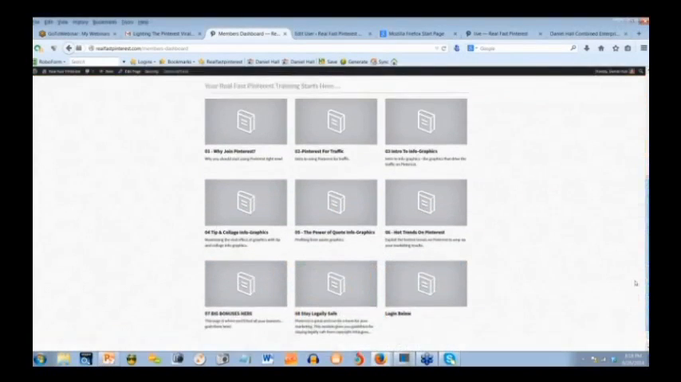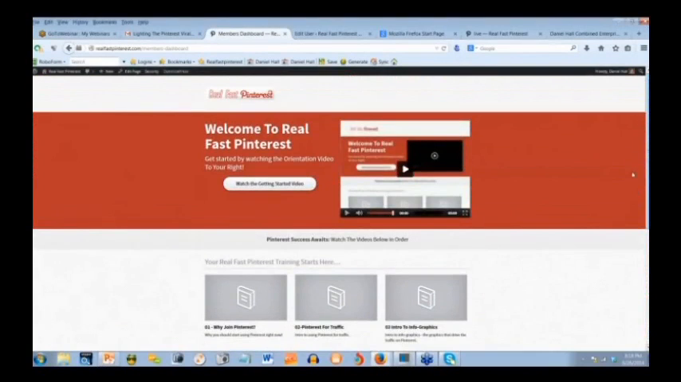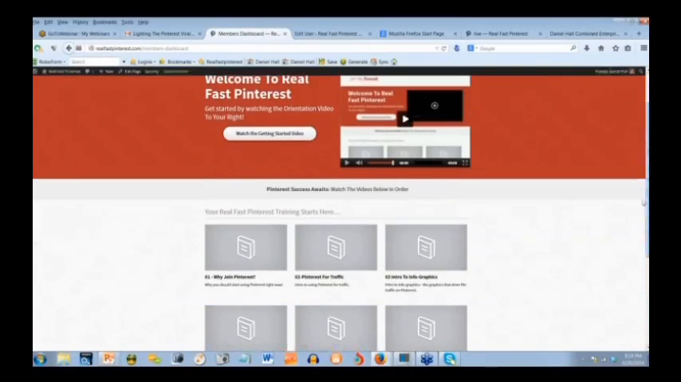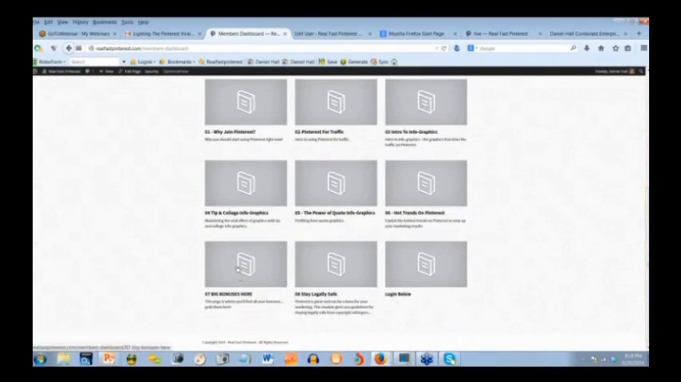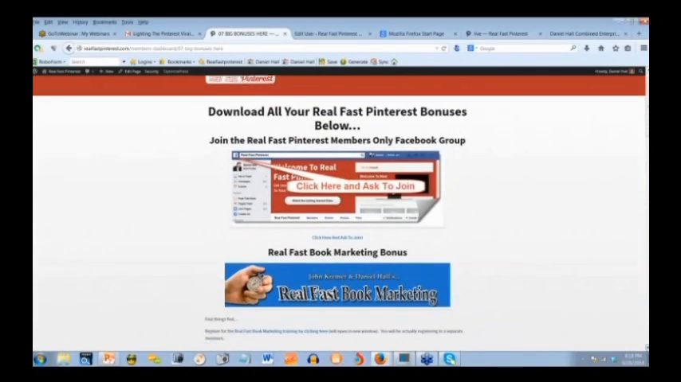So here is the members area. This is where you first land. This is the welcome video, and I want you to watch this welcome video first. But let's go on down here to where it says big bonuses, and hopefully this will work for us. So here, this is the bonus page, and this is what you're going to get.